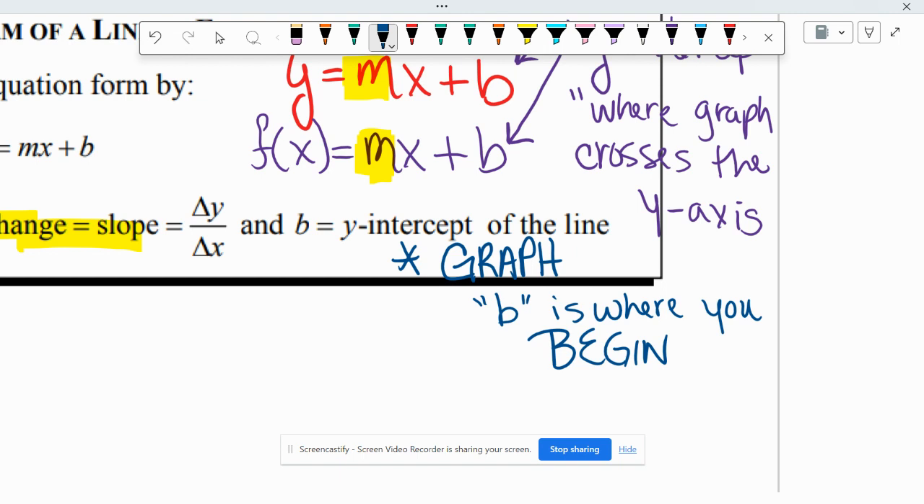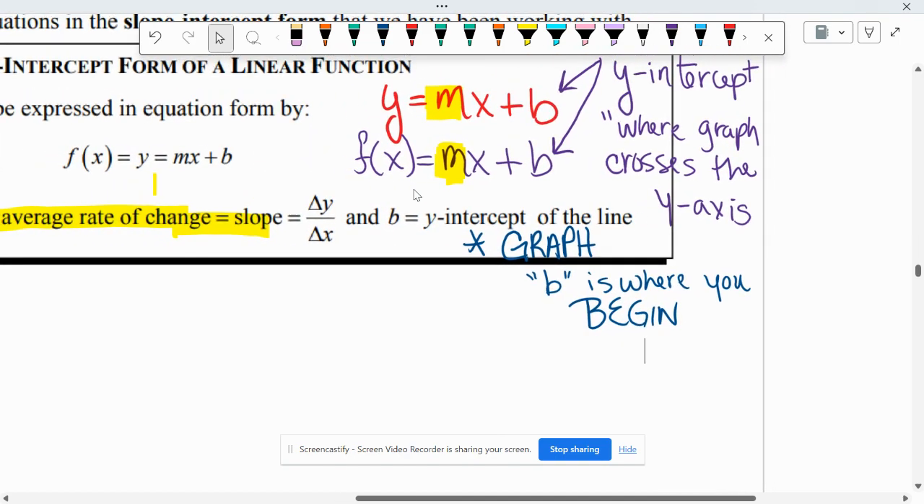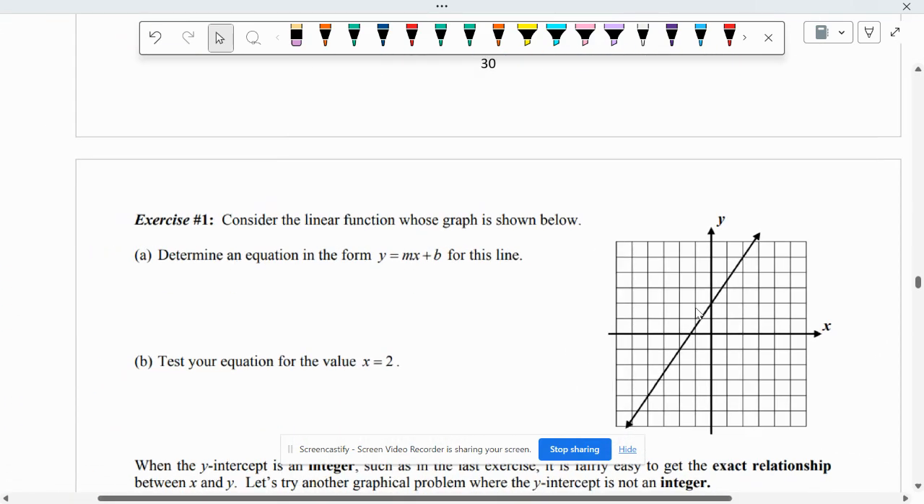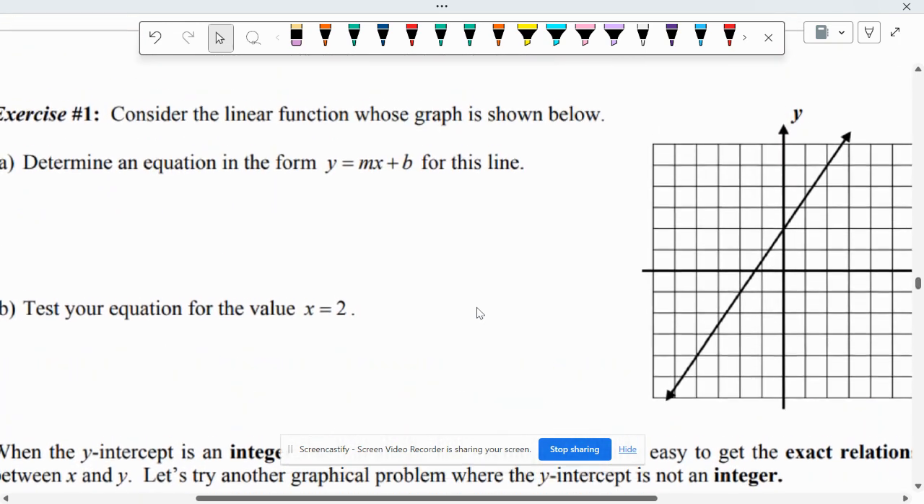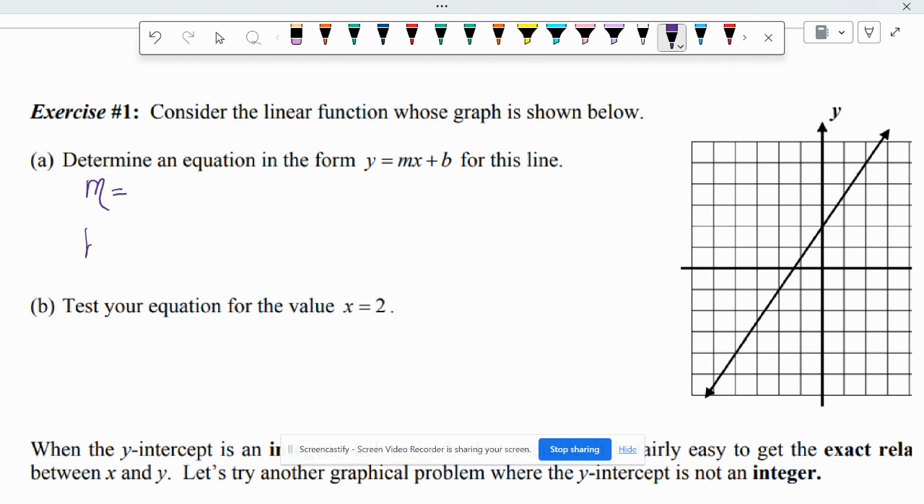So we're going to do 4 exercises using this kind of idea. So exercise number 1 says, consider the linear function whose graph is shown below. Determine an equation in the form y equals mx plus b. So the first thing that we need to do is, if we're going to write an equation, we have to figure out what m and b are. These are the values that we have to plug into the equation. The y and the x are always there. They don't change.